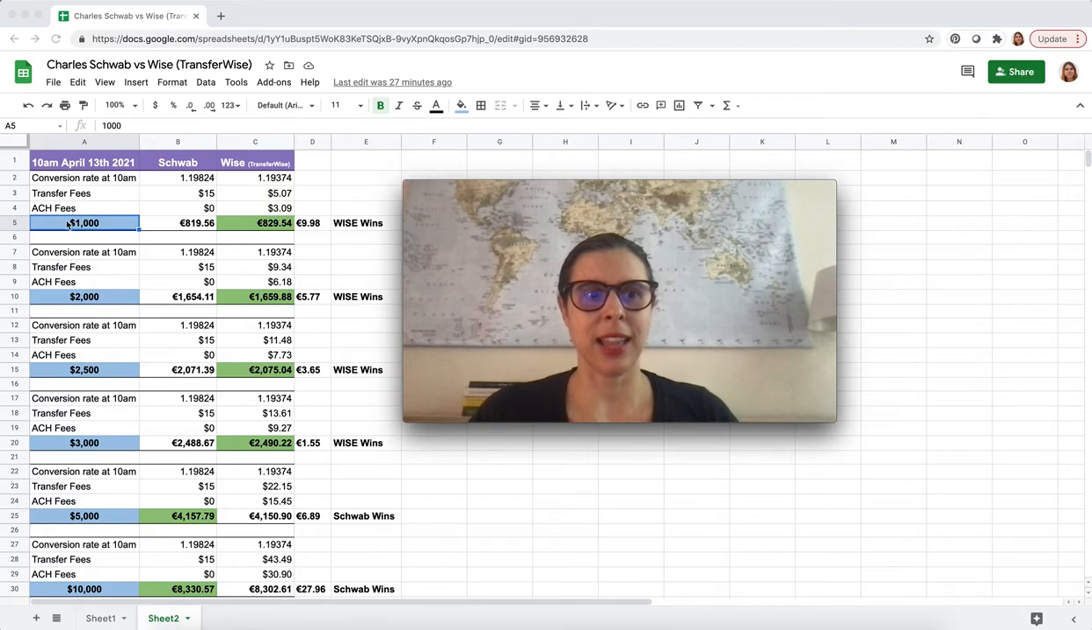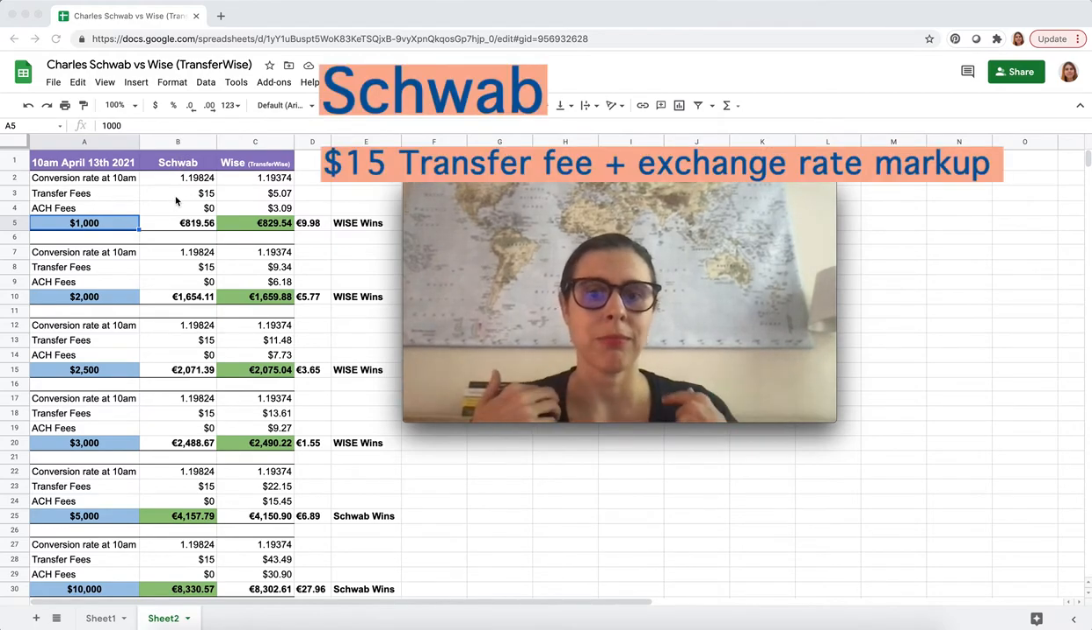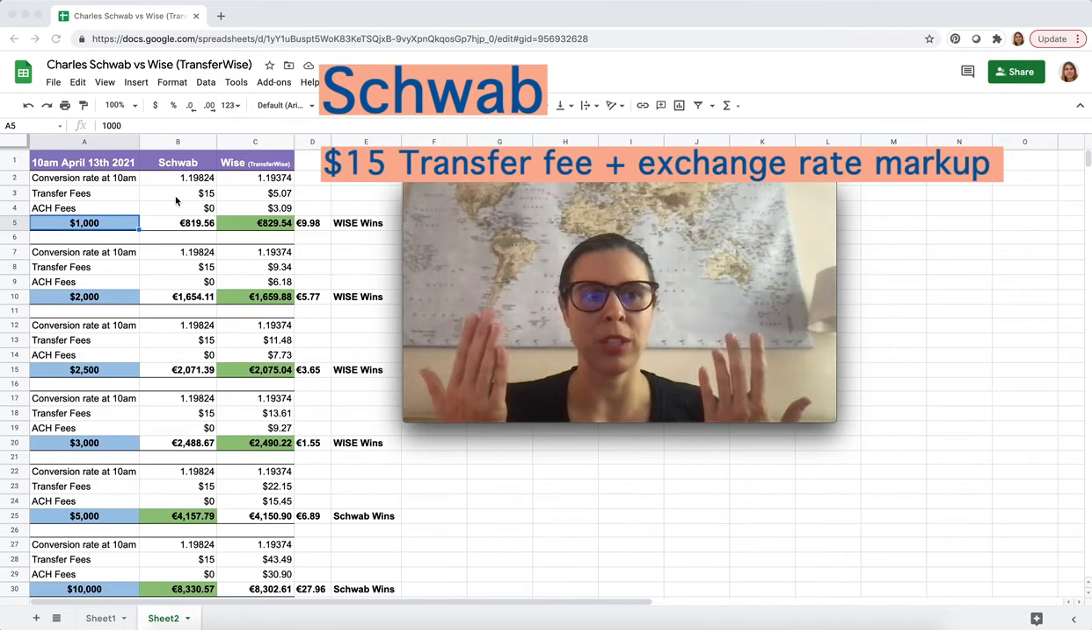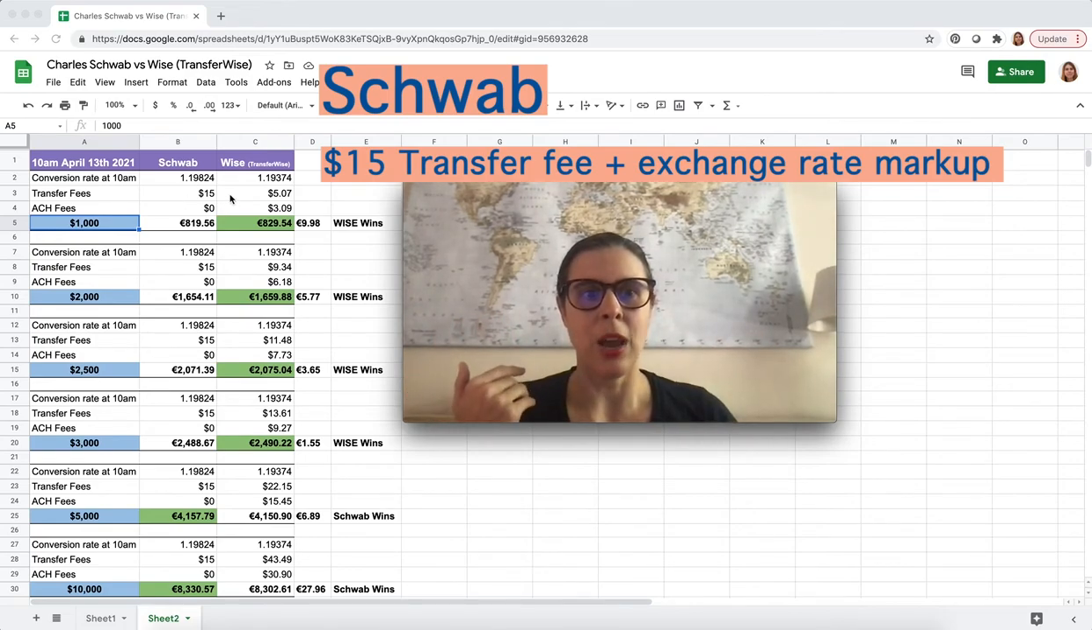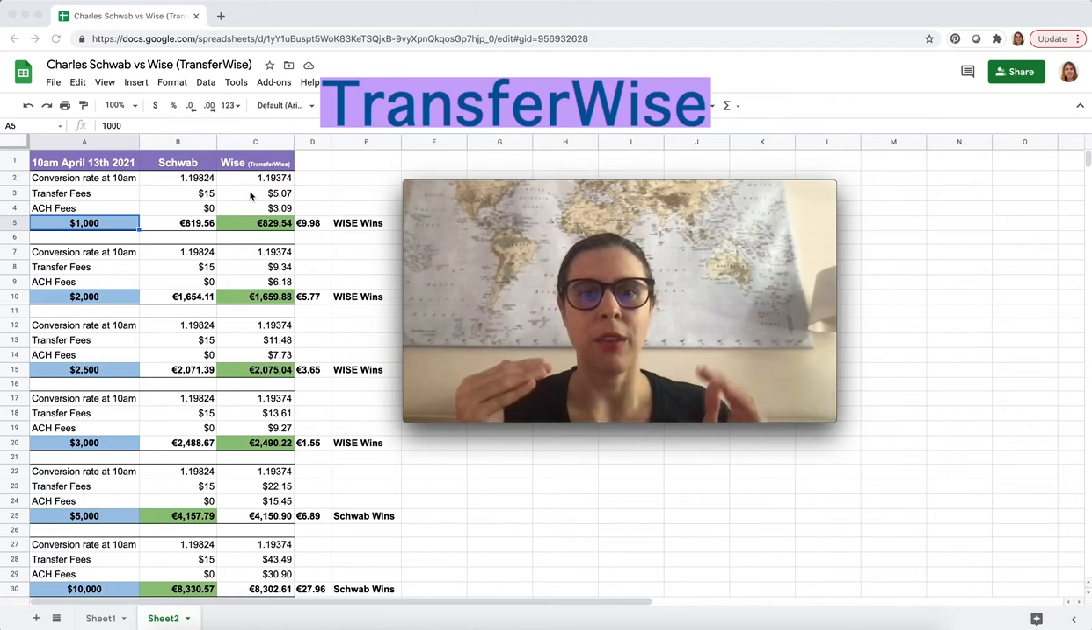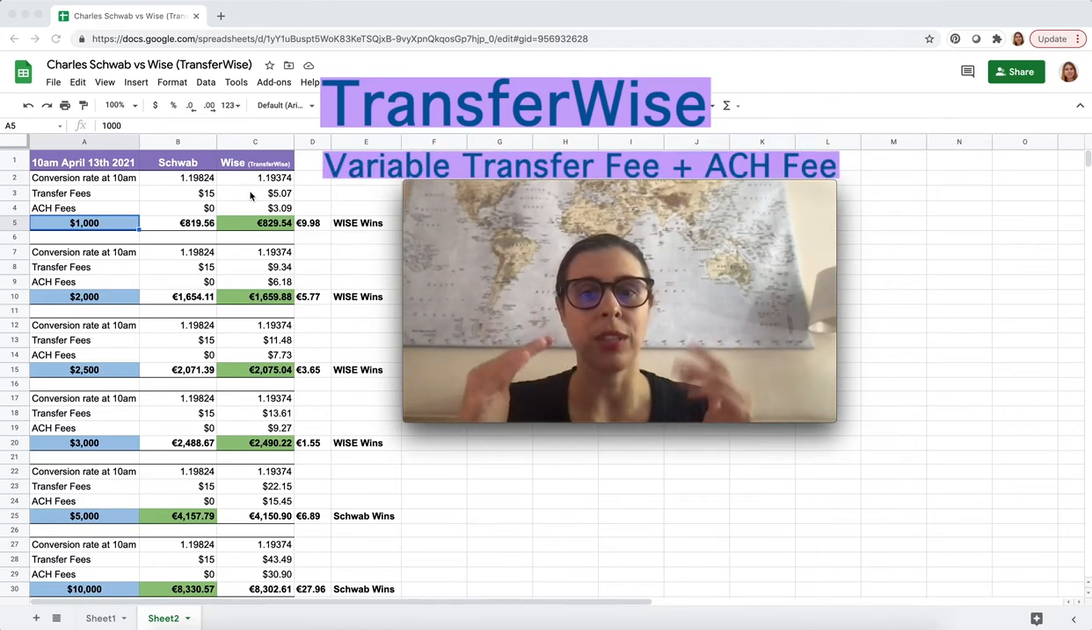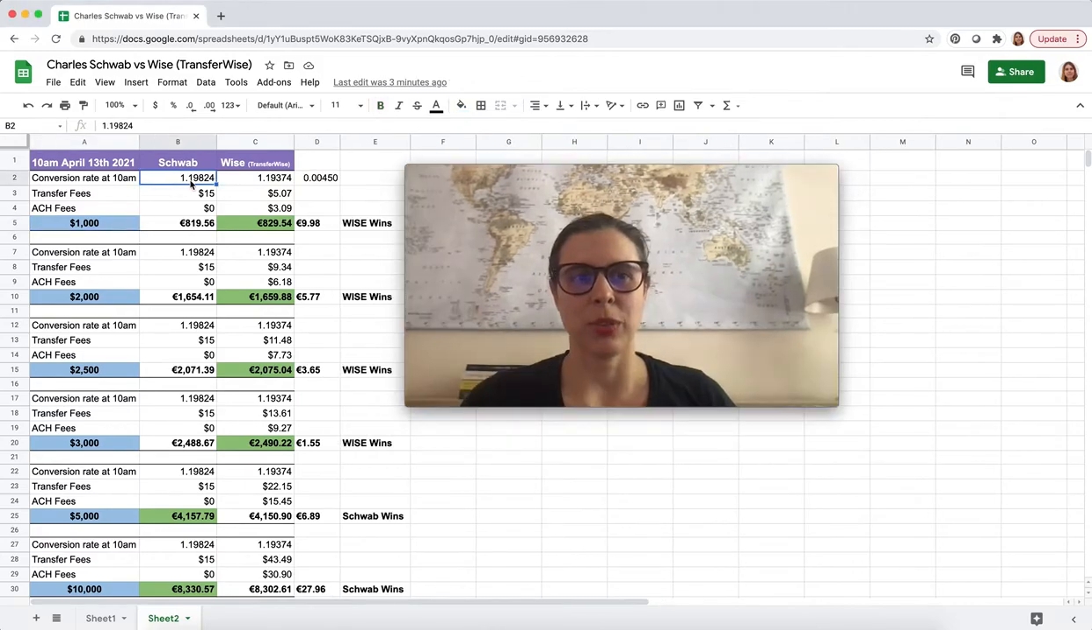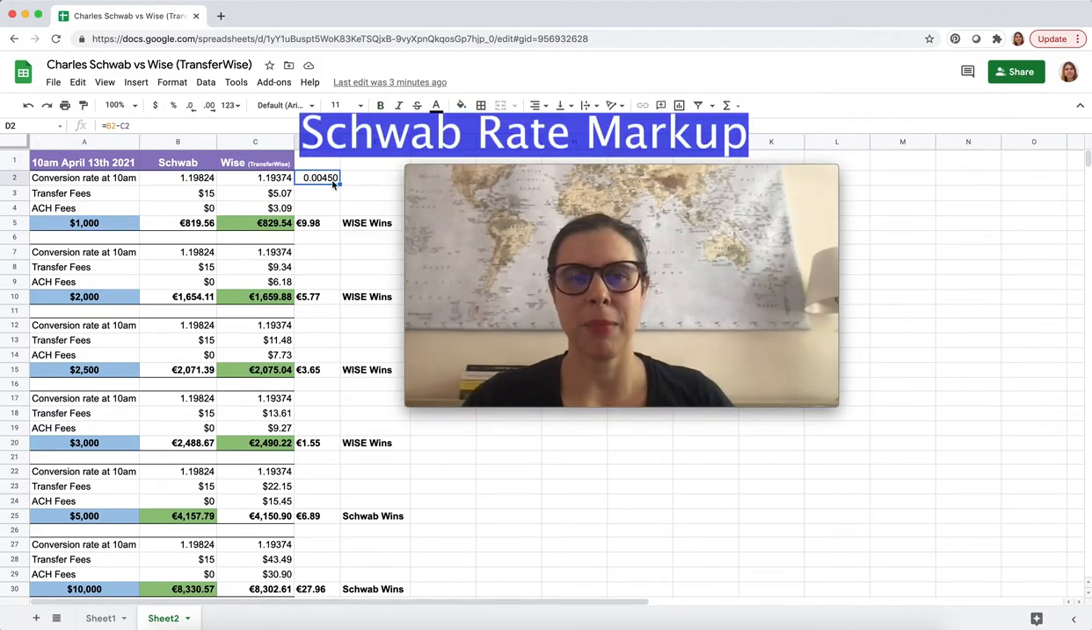What I did is several mock-ups of transfers of different values. Here you can see that for Schwab, in my bank account with them, they always charge me $15 for the transfer fees. Looking at TransferWise, the fees change depending on the amount you are exchanging. I was using ACH, so that's why you see ACH fees here, which is normally the cheapest available option with TransferWise. Here are the exchange rates for Schwab and TransferWise, and you see the markup that Schwab has compared with Wise.